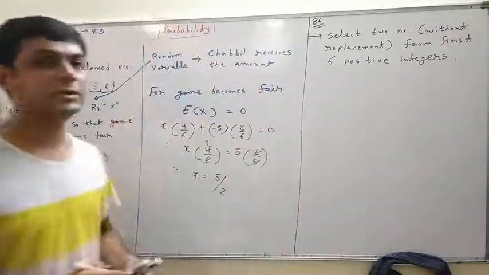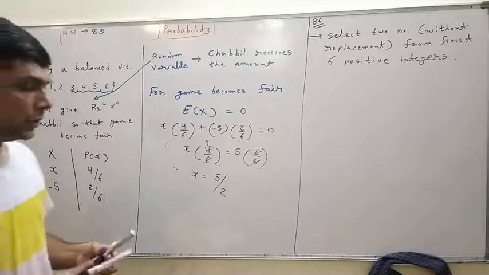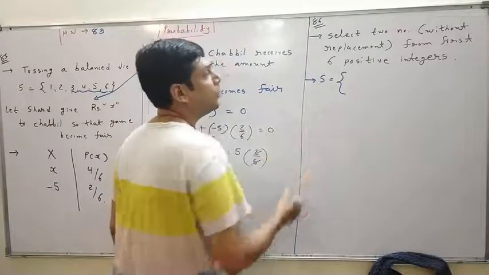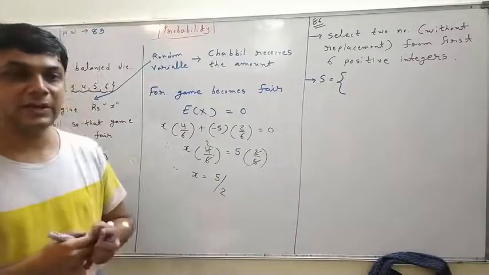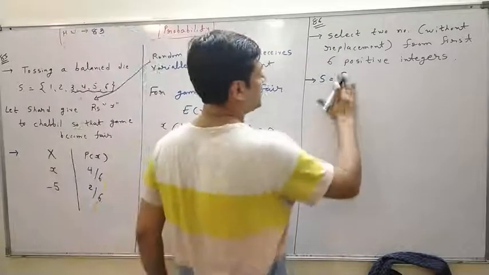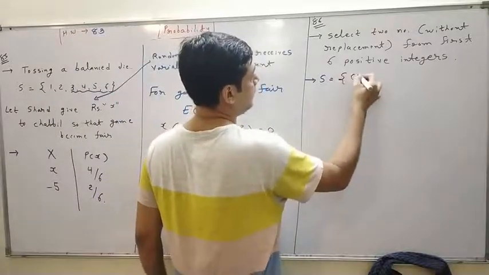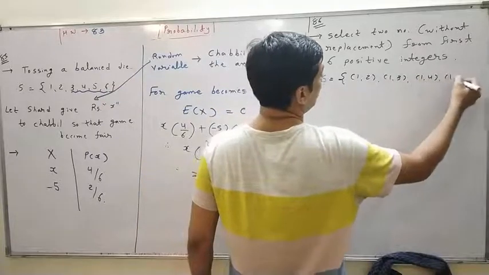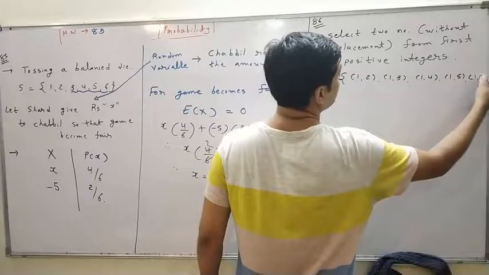From the first 6 positive integers, two numbers are selected. Okay, so this is sampling without replacement, which means a number that has been selected once will not be selected again. So your random sample space will be 1 2, 1 3, 1 4, 1 5 and 1 6.